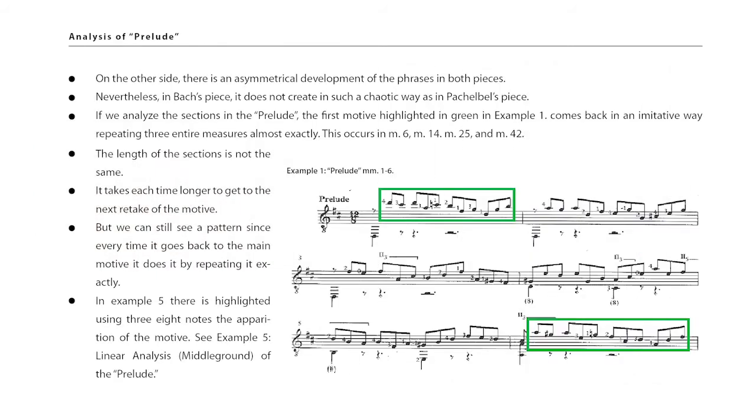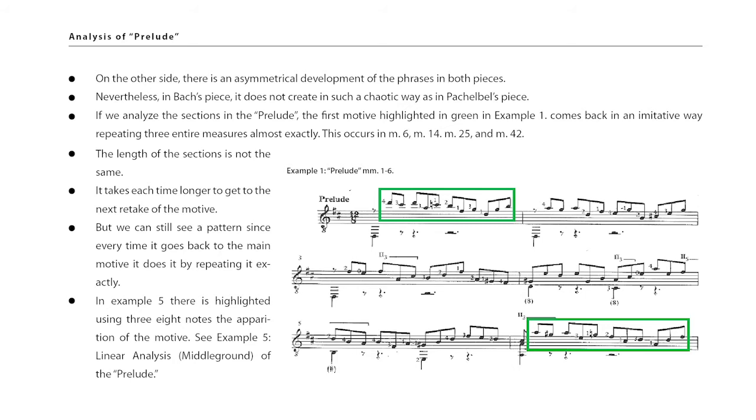On the other side, another characteristic of this style is the asymmetrical development of phrases in both pieces. Nevertheless, in Bach's piece, it does not create in such a chaotic way like in Pachelbel's piece. If we analyze the sections in the prelude, the first motif highlighted in green, in example 1, comes back in an imitative way, repeating 3 entire measures almost exactly. And this will occur in measure 6, 14, 25, and 42.